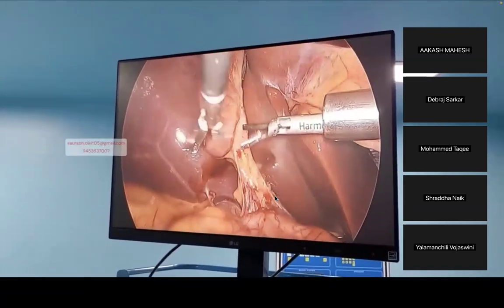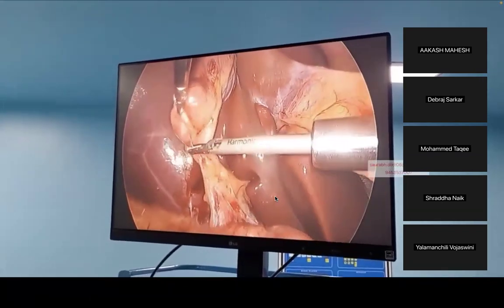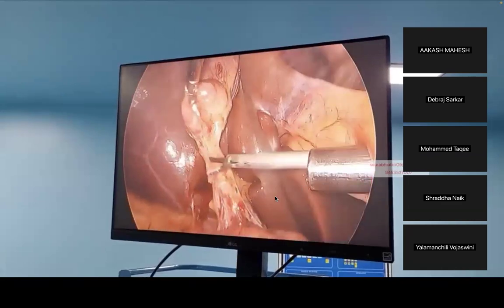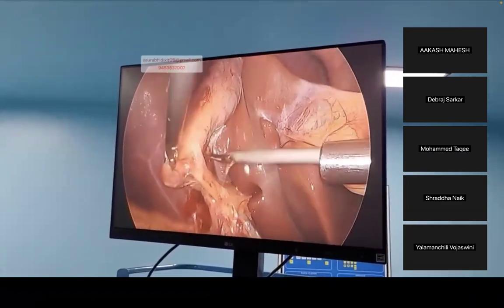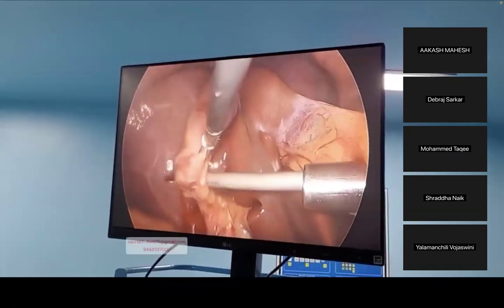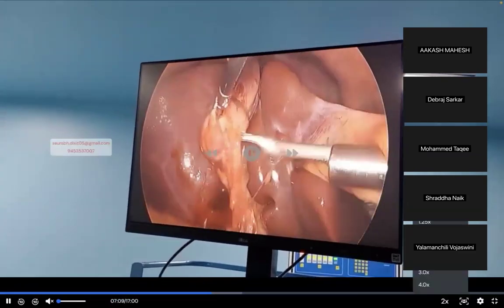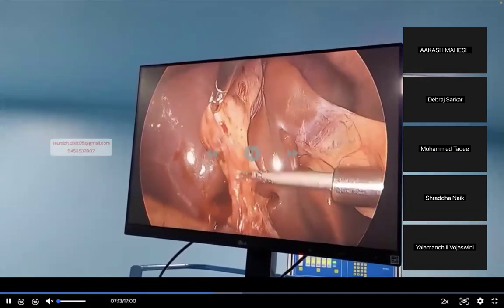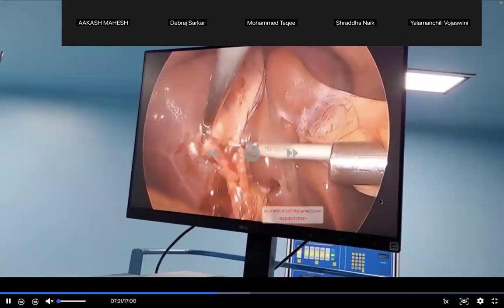And now you can see the posterior window of safety has not been opened yet, because there are a lot of adhesions in this area. So I will just try to do gentle maneuvers. And can you see now? Wow, the posterior window of safety has been opened. This is very important.